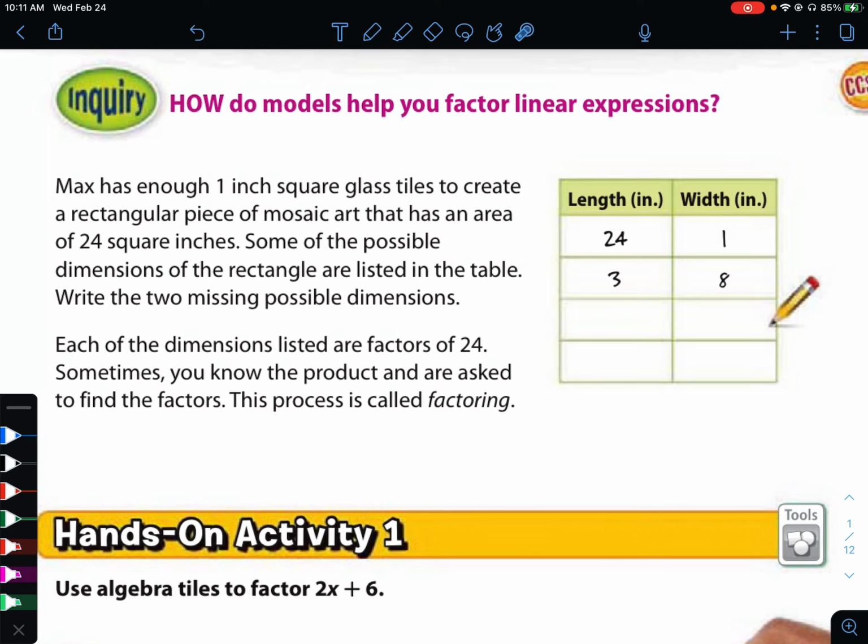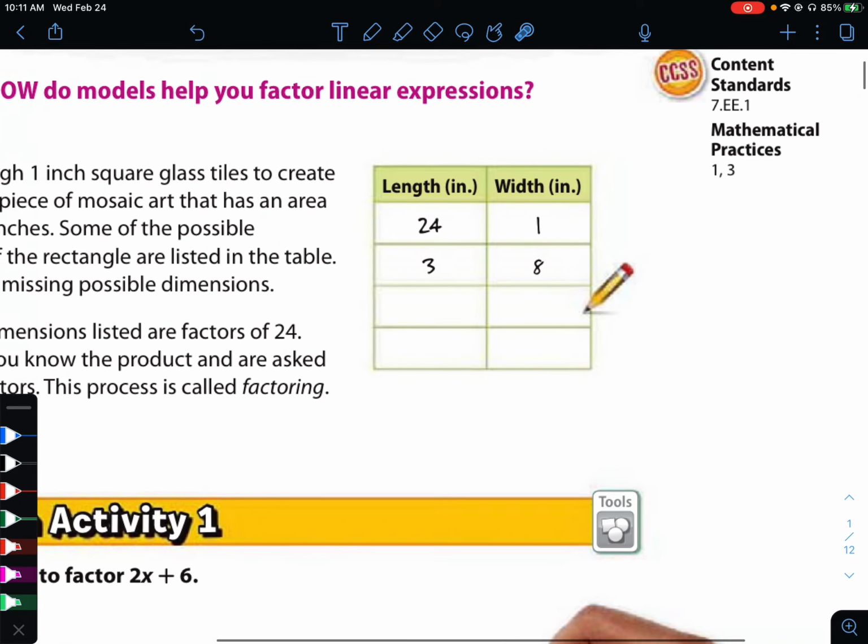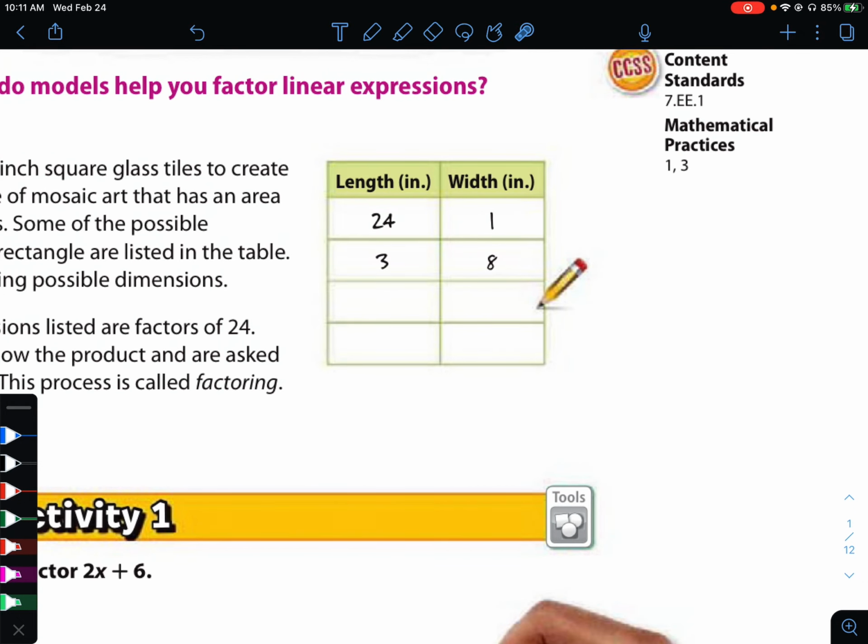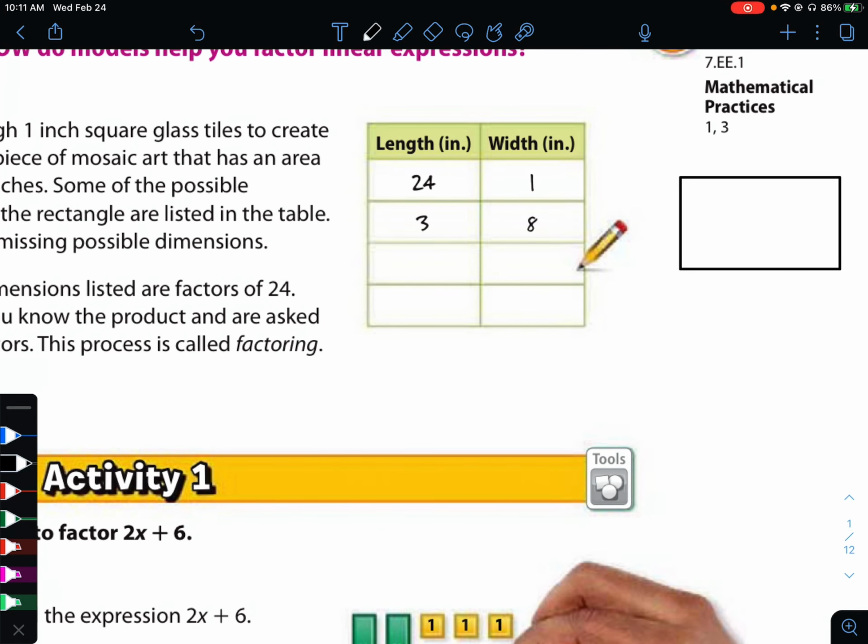Max has enough 1-inch square tiles to create a rectangular piece of mosaic art that has an area of 24 square inches. Some of the possible dimensions of the rectangle are listed in the table. Write the two missing possible dimensions. So basically what it's saying is that Max has enough tiles to create a rectangular mosaic, and the area is 24 square inches.